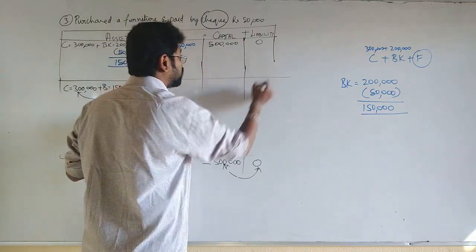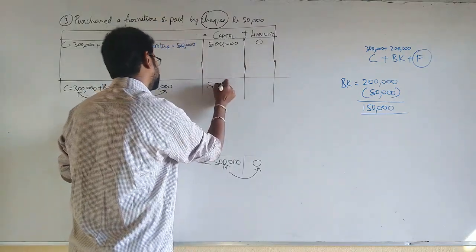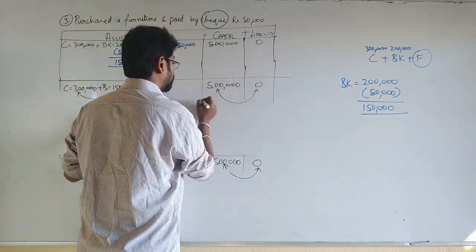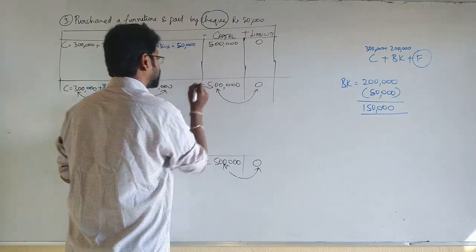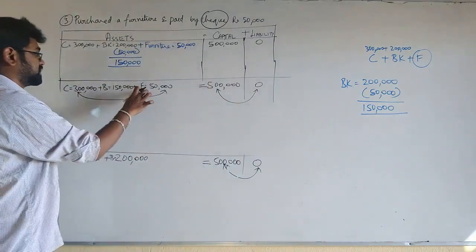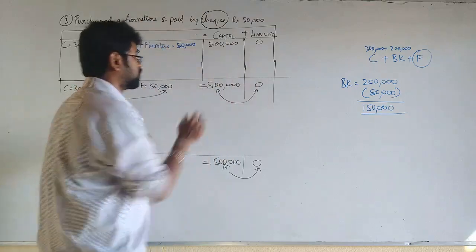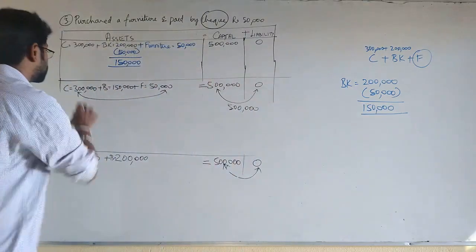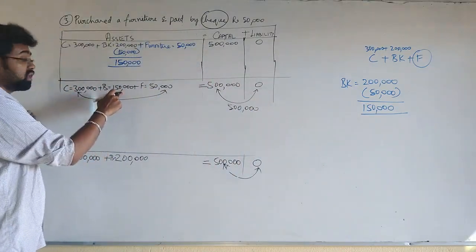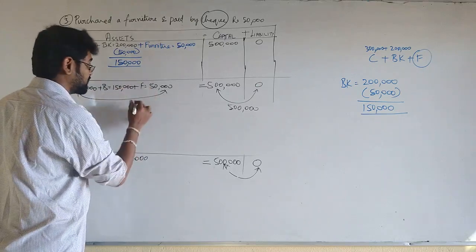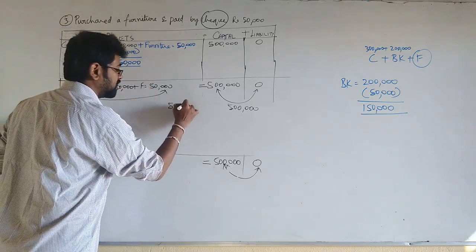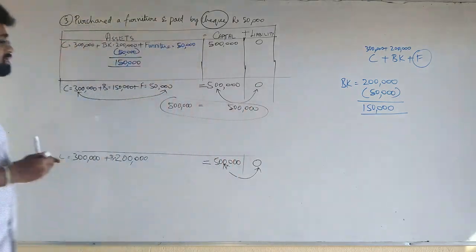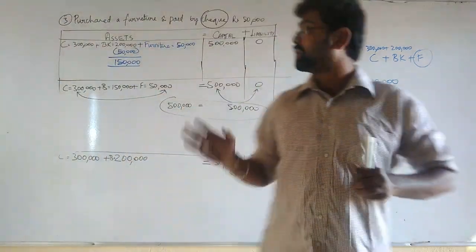Okay, now you have to check if it is going to be equal to this plus this. When you add these two, it should be equal to this. So 5 lakhs plus 0 is equal to 5 lakhs. So 3 lakhs plus 1,50,000 is 4,50,000. 4,50,000 plus 50,000 is equal to 5 lakhs. So is assets equal to capital plus liability? Yes sir, it is equal to capital plus liability. So hope you have understood this transaction.